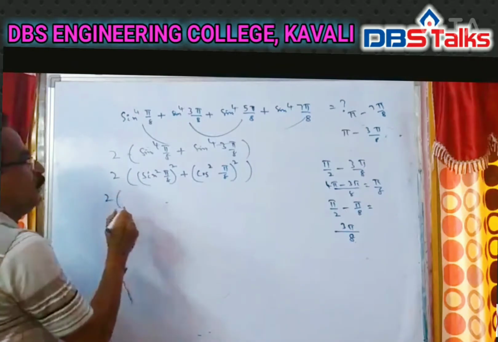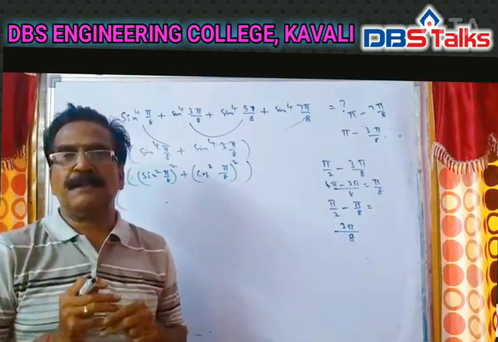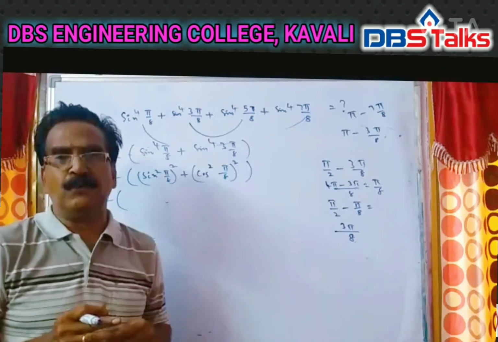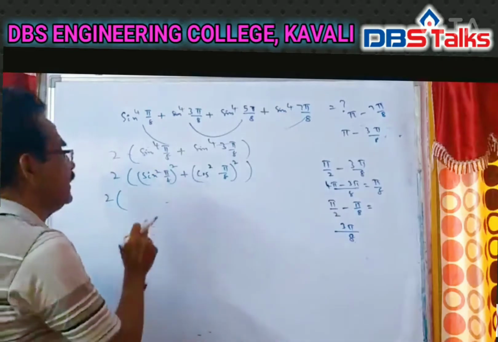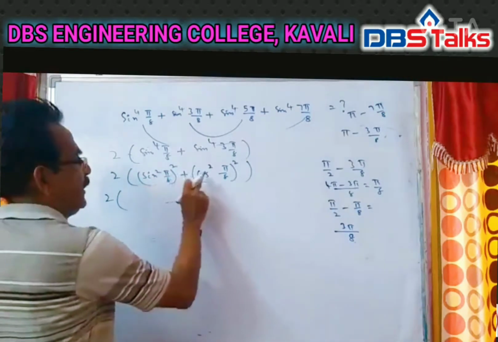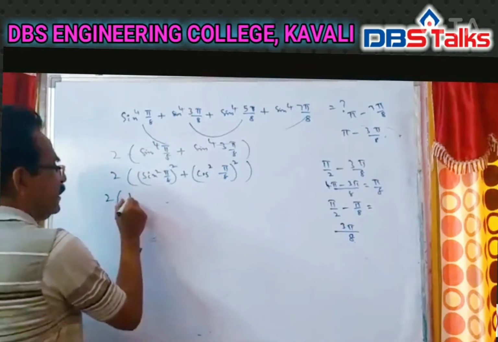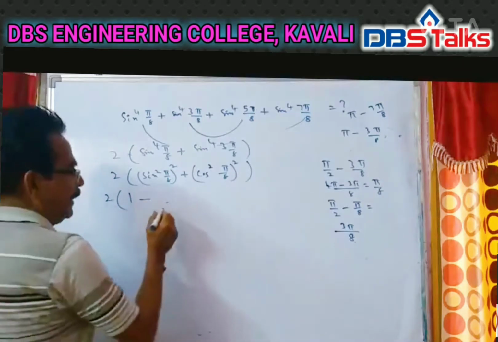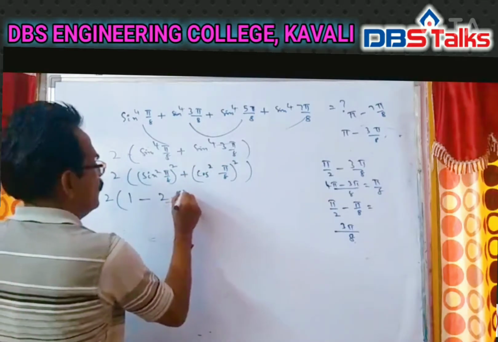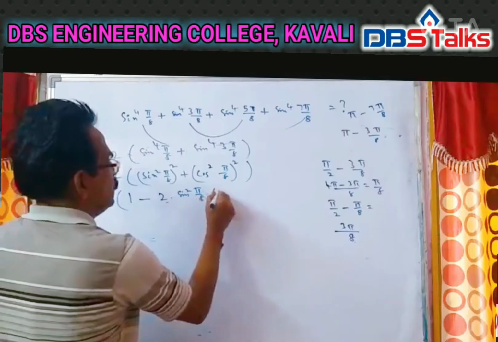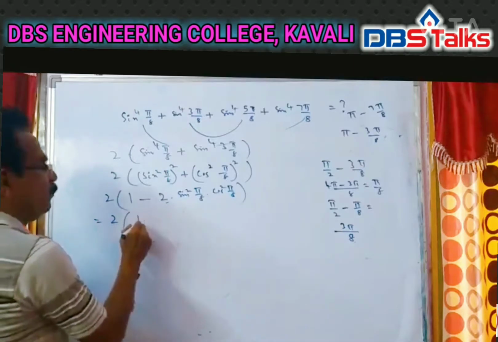So 2 into, this is, friends, a square plus b square. A square plus b square can be written as a plus b whole square minus 2ab. A plus b whole square is sin square pi by 8 plus cos square pi by 8 whole square. Sin square theta plus cos square theta is 1, whole square 1. Then a plus b whole square minus 2ab, that is 2 sin square pi by 8 into cos square pi by 8.